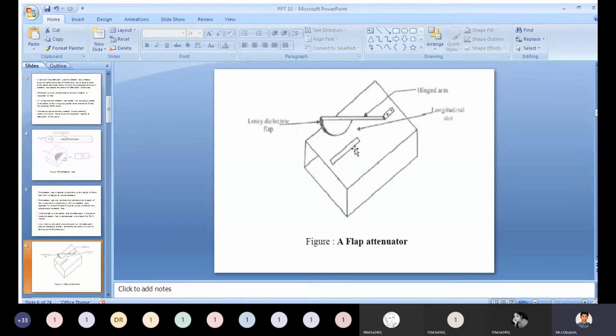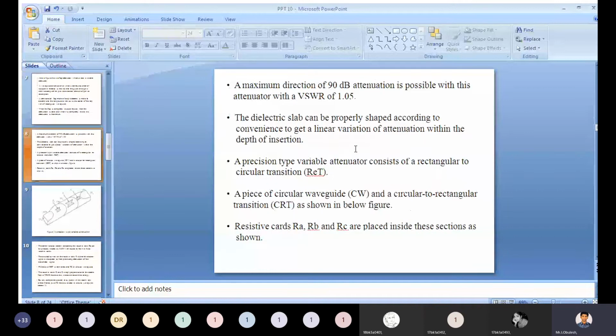A maximum attenuation of, let us assume, 90 decibels is possible with this attenuator with a VSWR of 1.05. Then the dielectric slab can be properly shaped according to convenience to get a linear variation of attenuation within the depth of the insertion.